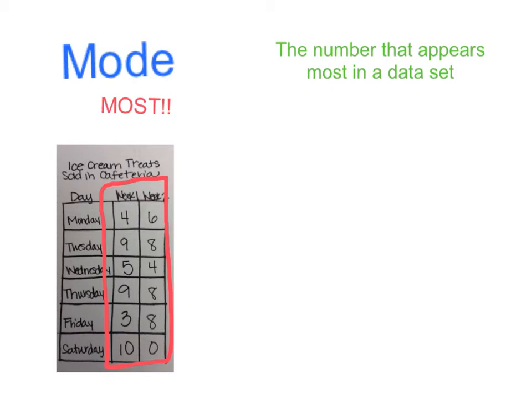If you look, I see one that appears more often than any other, and it is the number 8. The number 8 appears 3 times. I guess I have 2 other numbers that repeat: I have 2 4s, and I also have 2 9s. But again, I have 8, which appears 3 times, which is more than any other. So my mode in this data set is 8, the number that appears most.